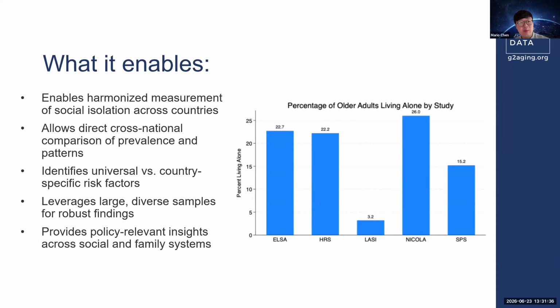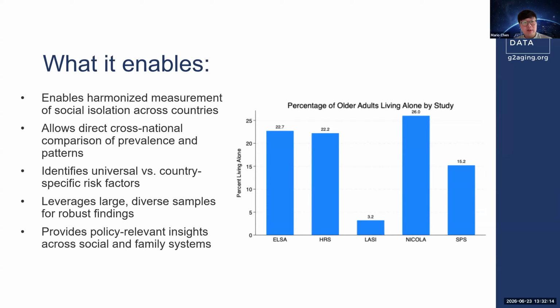Beyond harmonizing measures across studies, the dataset enables direct cross-national comparisons of social isolation and related indicators. So the figure on the right provides a simple example using one of the variables included in the dataset, the number of people living in the household, to capture the percentage of respondents who are living alone. We can see substantial variation across studies, ranging from about 3% in Lassie to 26% in Nicola. These differences highlight why cross-national datasets are valuable.